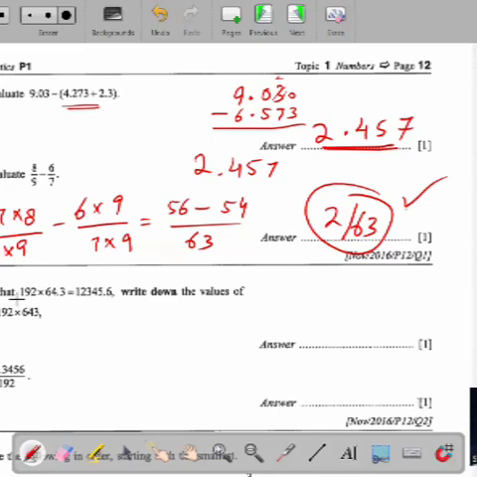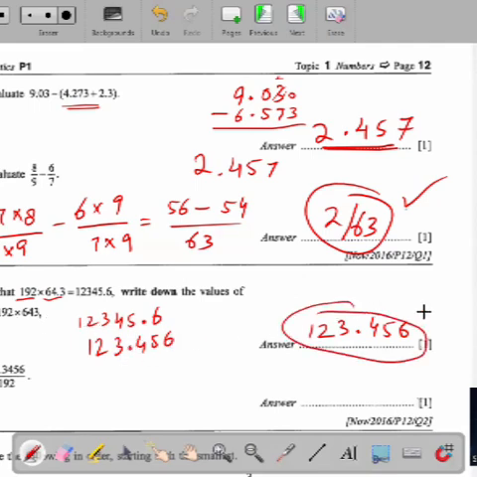Here I am saying 192 and 64.3 is the answer is 1, 2, 3, 4, 5.6. This is the answer when there is only 1 decimal. Now the decimal is 3. Take this decimal up to 3. 123.456. When it is 1 digit, this is the answer. When it is 3 digits, like 291, then it should be 3 digits back, and it will be the answer for this question.